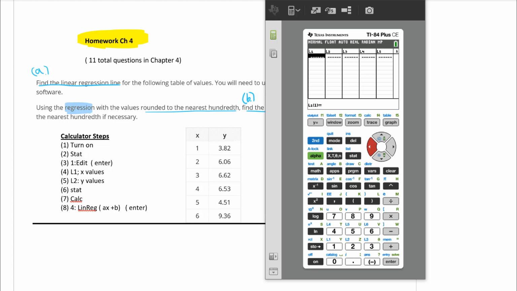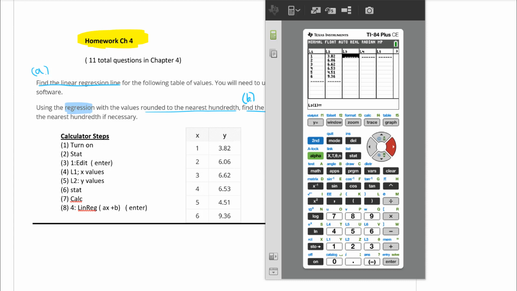In the L1, you're going to put all of your X values. And now for your L2, you're going to plug in all of your Y values. So I put all of my X values in L1, and now all of my Y values are in L2.